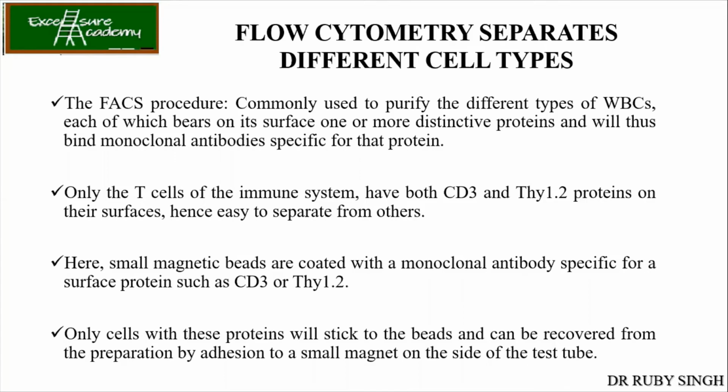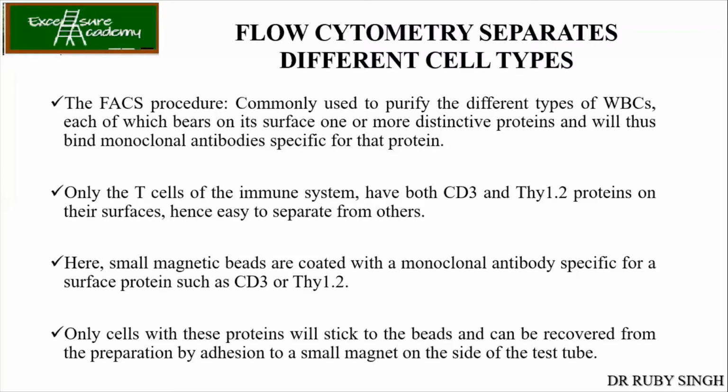Now, coming back to over here, only the T cells of the immune system have both CD3 and Thy1.2 proteins on their surfaces. So if I want to separate the T cells from all the other immune cells, I can have two labeled antibodies, meaning two fluorescent colors. Let us say green and red. Whenever the FACS machine detects both green and red fluorescence, it takes those particular cells and separates them from the mixture. So at the end I am going to get only your T cells. So I can make the separation of these cells from the mixture very specific.